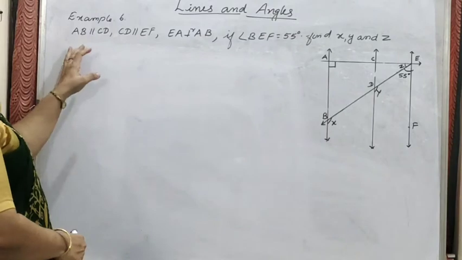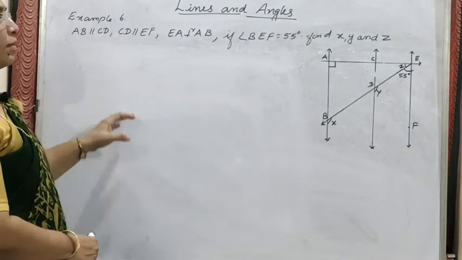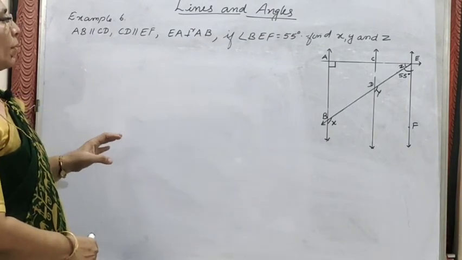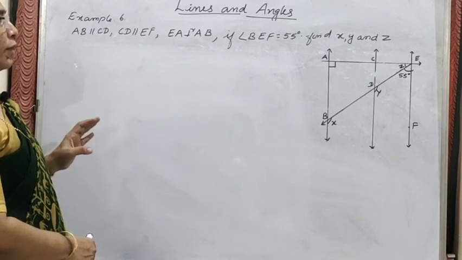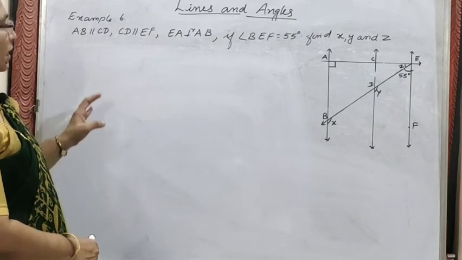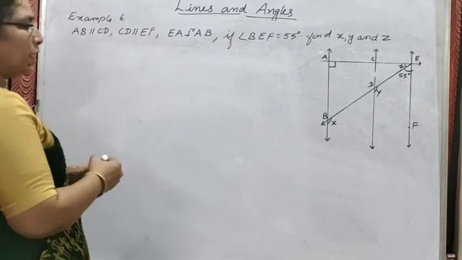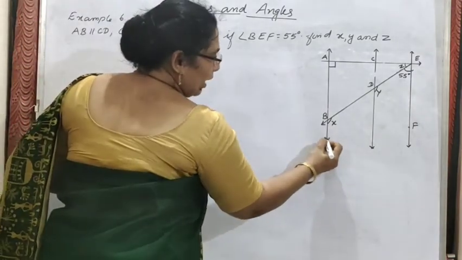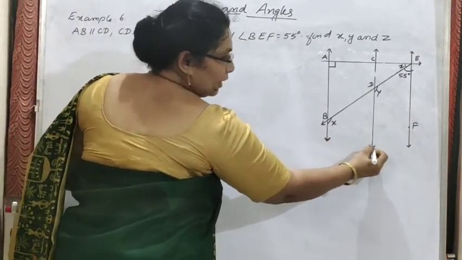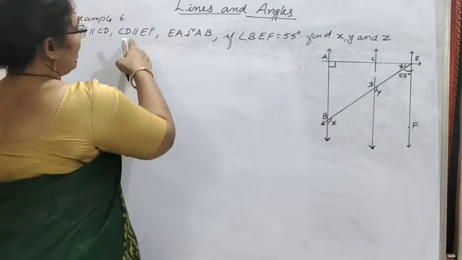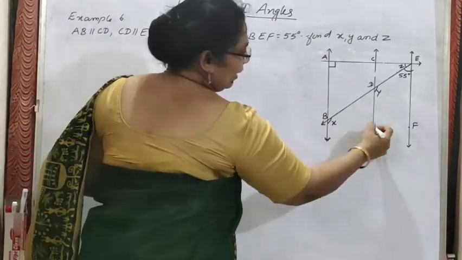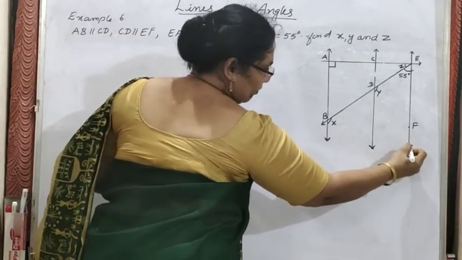Example only, I am continuing. AB parallel to CD, CD parallel to EF, EA perpendicular to AB, angle BEF equal to 55. Find X, Y, Z. AB parallel to CD, that means this line AB is parallel to CD. Again, CD parallel to EF. So the second line and third line are also parallel.